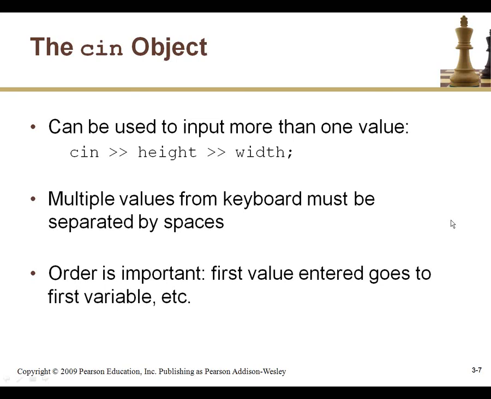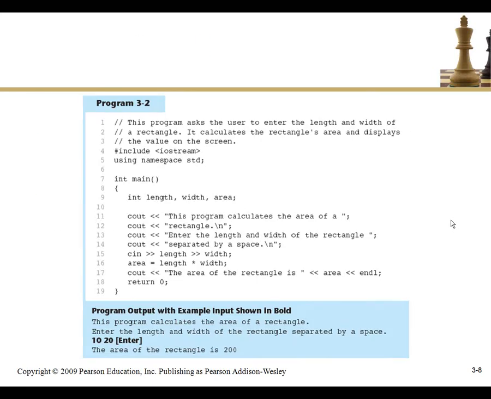The cin object can use more than one input to bring into the program. The multiple values from the keyboard must be separated by spaces, and the order matters. The first variable goes to the first keyed-in number or value. The second goes to the second one, and so forth and so on.